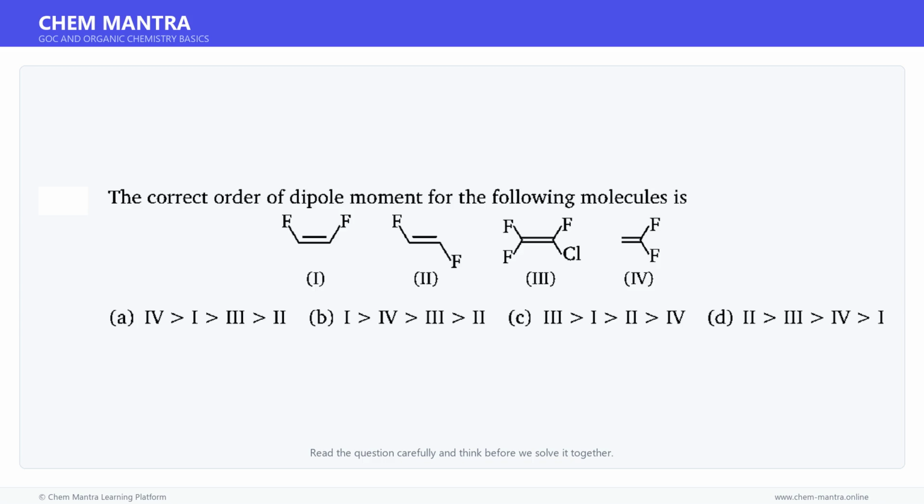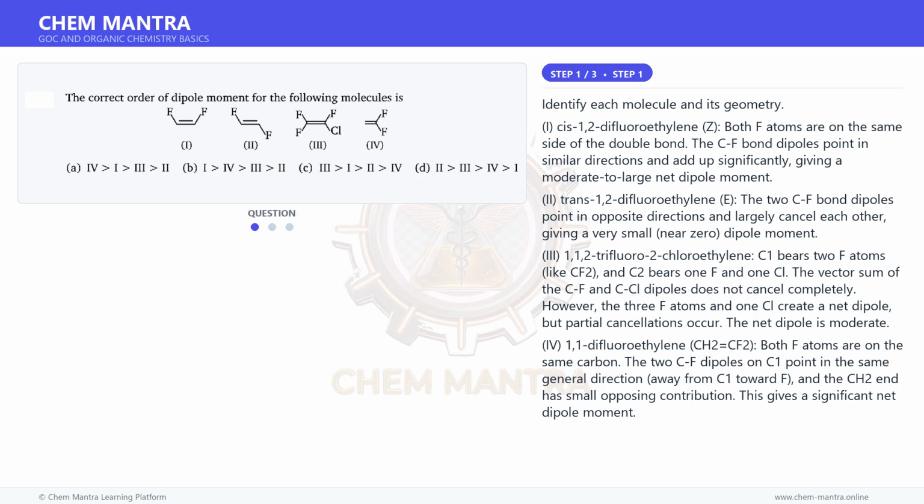Here is a question. Read it carefully and think about the answer. Let us solve it step by step. Let us begin solving this step by step. Identify each molecule and its geometry.